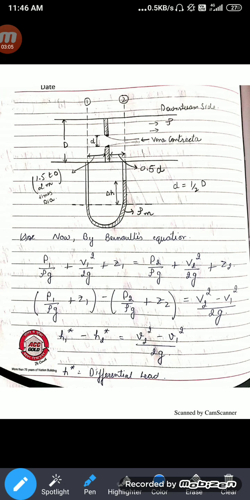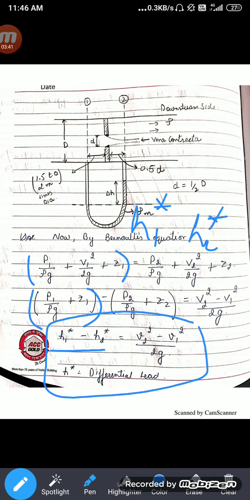Now separate P1 upon rho g plus Z1. We already discussed in the last lecture that P1 upon rho g, the flow energy, plus Z1, the potential head, if we sum these two quantities, is called the piezometric head. So here we combine the P1 terms and the P2 terms separately. This is the piezometric head, denoted by H1 star and H2 star. So H1 star minus H2 star is equal to V2 square minus V1 square upon 2g. This H1 star minus H2 star can be written as H star, which is the differential head.